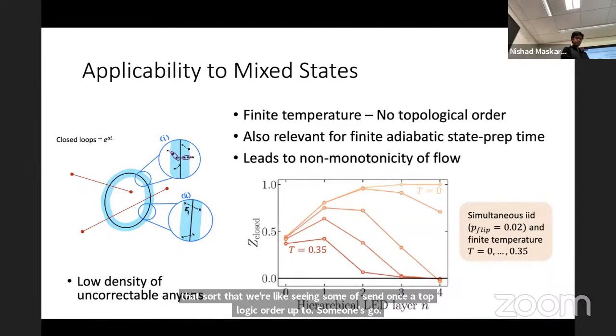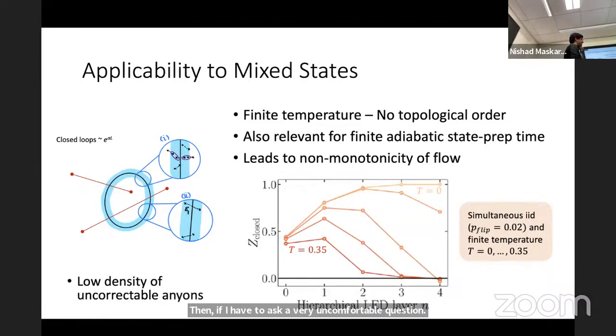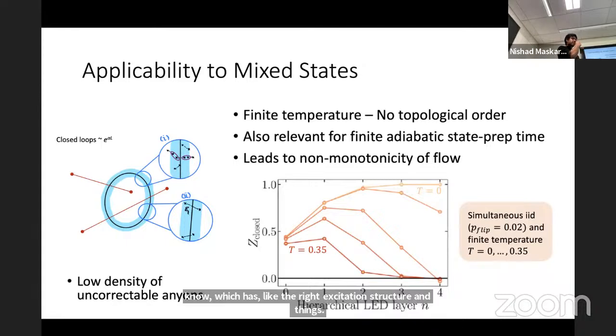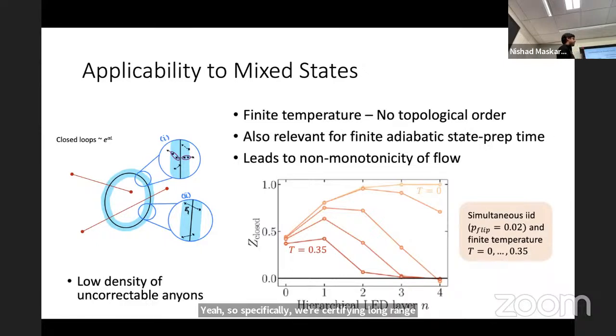Then if I have to ask a very uncomfortable question, has the topological order been seen in experiments? It's a good question. I think up to some distance, it's been seen. Up to some distance, I would say the answer is yes. Now, we can get into this discussion a little bit at the end, maybe. But here we're only certifying topological order of a state. Specifically, we're certifying the long-range entanglement in a state. So this doesn't tell us anything about whether we're in a topologically ordered phase, which has the right excitation structure and things. Specifically, we're certifying long-range topological order in the state that is experimentally prepared.